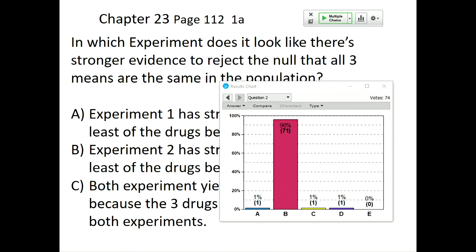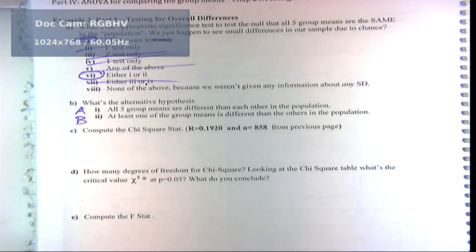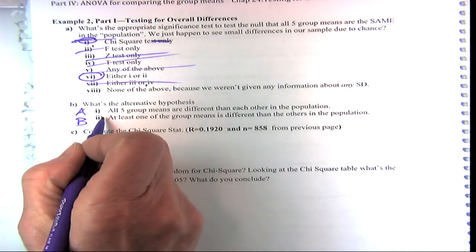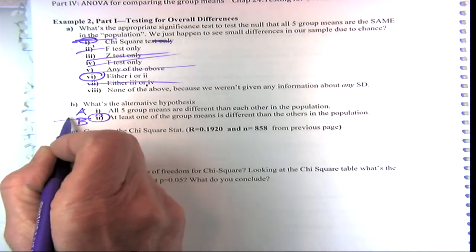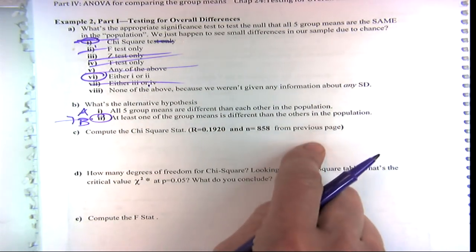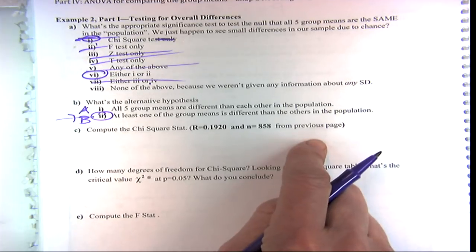So now let's just go back to the document camera. All right. So we got that. At least one. Yes. Everybody's going to get that right on the exam. And it will definitely be on there. Okay. At least one. Now, compute the chi-squared.